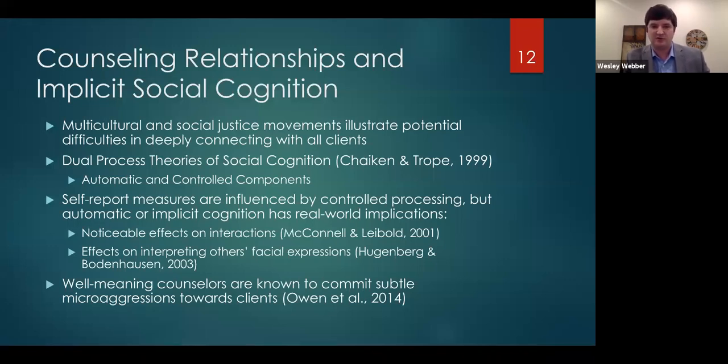This is unfortunate because we do know that these automatic responses have effects in the real world. They're known to produce noticeable effects in our interactions with groups towards whom we're biased, and affect our interpretation of different facial expressions of groups towards whom we have bias. And also within counseling, lately, this topic has become especially relevant because we've recognized the existence of microaggressions towards clients, which presumably may have something to do with unknown, automatic, implicit associations or feelings that we may have.